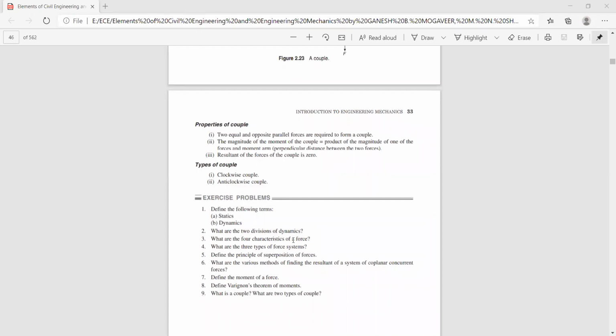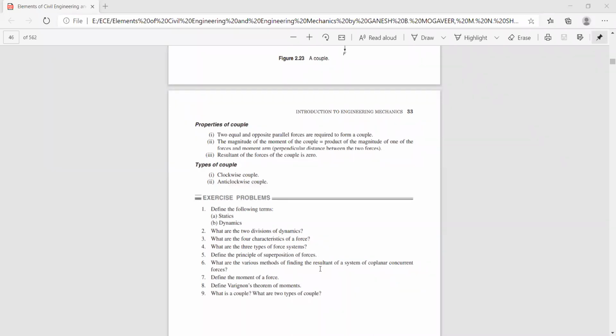And what are the four characteristics of a force? We know the characteristics of a force. That means a force can be identified in a given force system by its magnitude, by its line of action, by its point of application, by its sense, and by its direction. And we know what are the three types of force system: a collinear force system, coplanar concurrent force system, and coplanar non-concurrent force system. And we also define the principle of superposition of forces and also the principle of physical independence of forces.